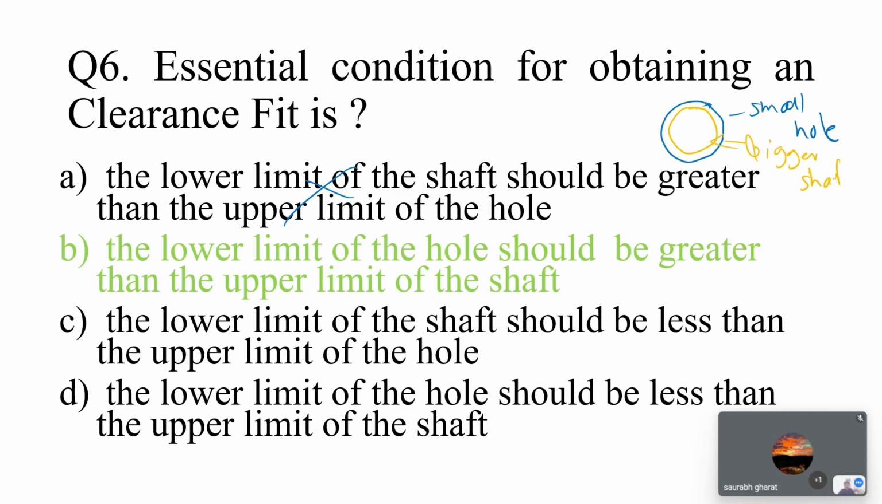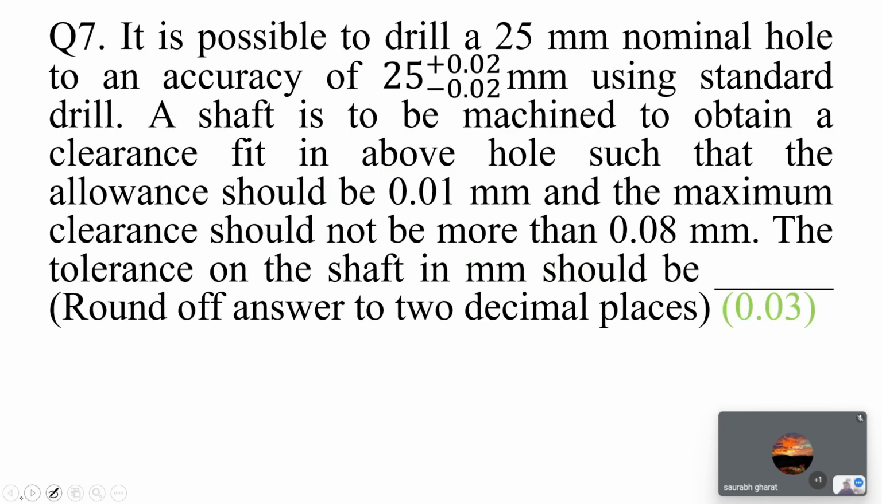So due to this, what will happen? There is always a gap between them. This gap is called your clearance fit. So this condition is correct. Next: it is possible to drill a 25 millimeter nominal hole to an accuracy of 25 plus or minus 0.02 millimeter.